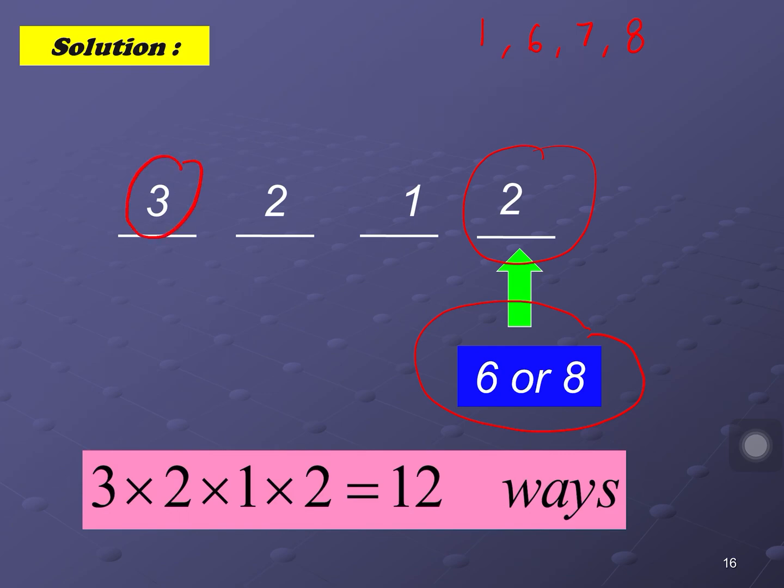what's left is 3 numbers, and then it's reducing, 3 times 2 times 1, with only 2 numbers that can be put here to make sure that it is an even number. So 3 times 2 times 1 times 2 equals 12 ways.